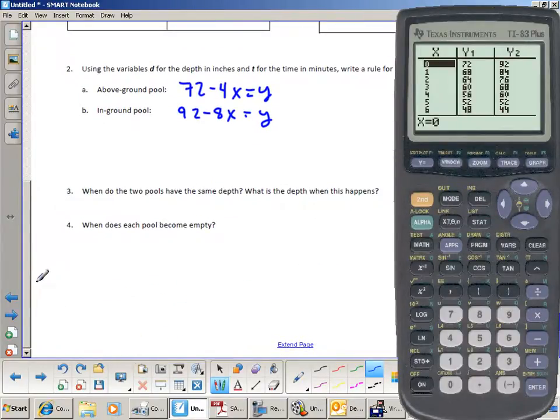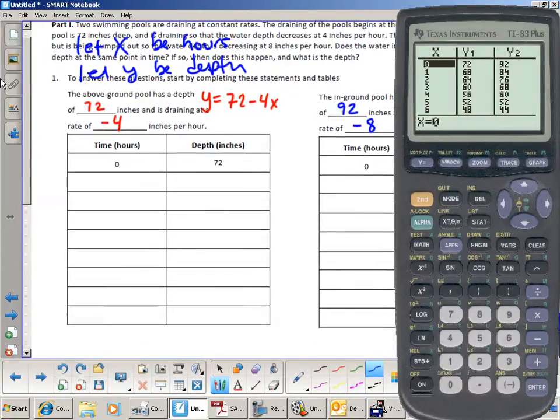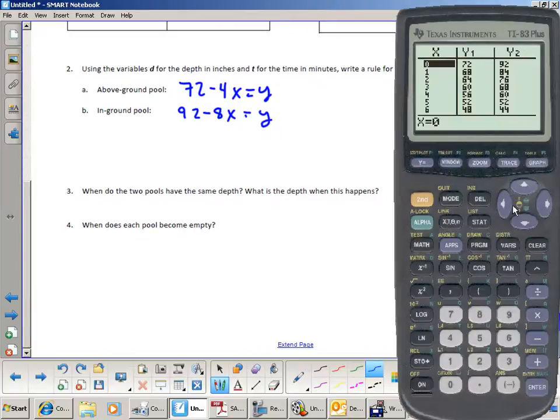Do these ever have the same depth? What we're looking for are the y's, because in this case, y is depth. I defined it up here. Let y be depth. So we're looking for the same. Well, they're not the same here. That's 72. That's 92. They're not the same here, or here. But we're getting closer. There's that 60, 56, and 60. What's this? 52 and 52. Well, look at that. That's going to be the same depth.